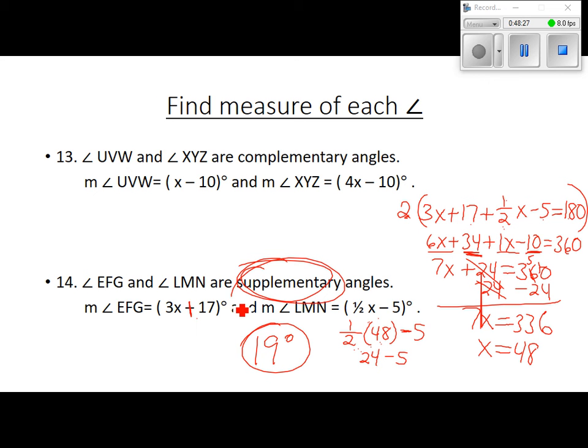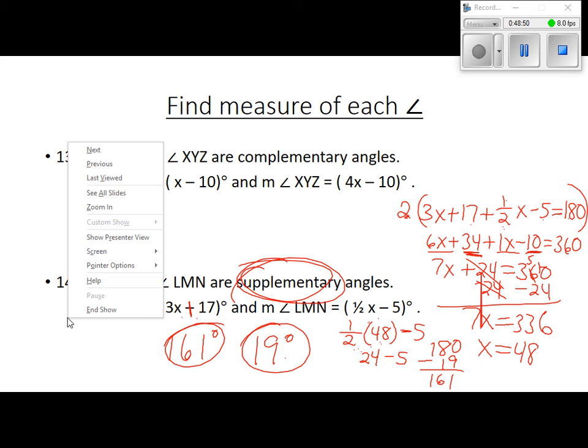We know that they're supplementary. So all we got to do to find the other one, instead of plugging 48 back into here, because I don't know what 3 times 48 is, you just take that 19 and subtract it from 180. You end up with 161. So that's your other angle. So 161 degrees and 19 degrees. And it shouldn't have took that long if I wouldn't have messed it up right here.